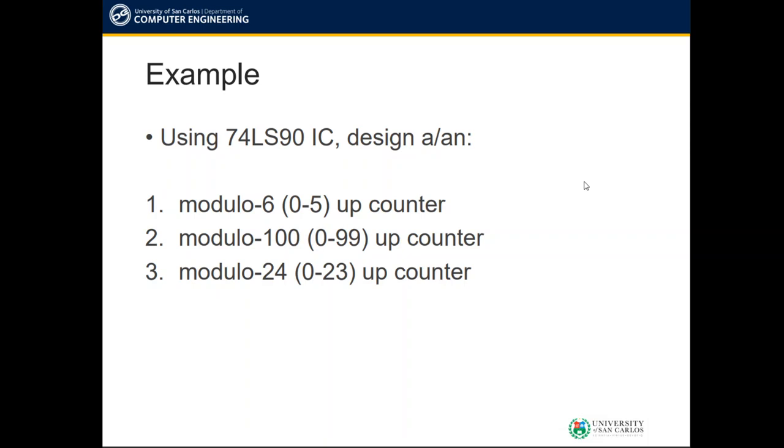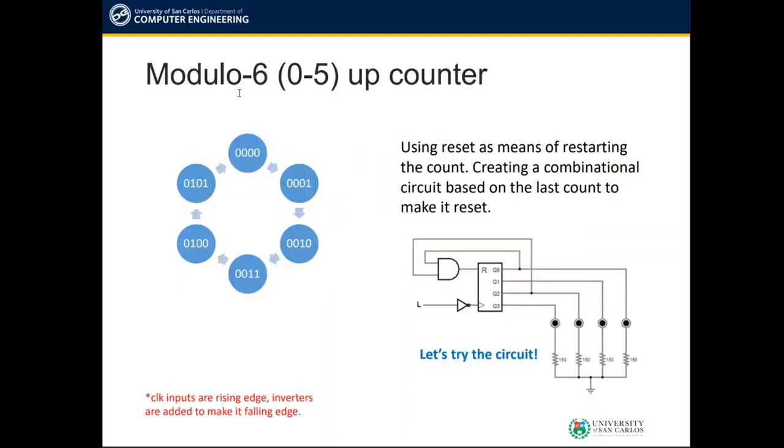Other examples here is that you can also design a modulo n up counter. What it means is that whatever the value of your n here, it counts from 0 to n minus 1. For example, modulo 6 here is from 0 to 5. Modulo 100 is from 0 to 99, and modulo 24 here is 0 to 23. Everything here is using an up counter. And in this example, we are only using 74LS90 ICs. So first, here is the modulo 6 or 0 to 5 up counter.